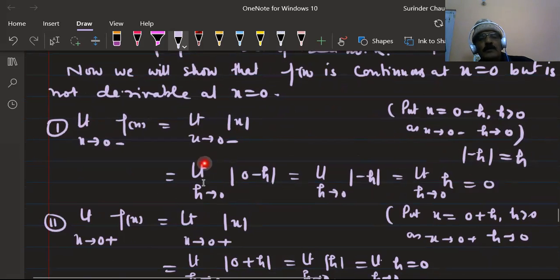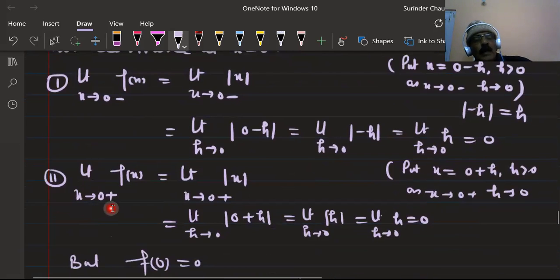So substituting, this becomes the limit as h goes to 0 of modulus of minus h. Modulus of minus h is equal to h, so the limit is 0. Similarly, the right limit as x goes to 0 from the positive side of f(x) is the limit of modulus x, and again making the substitution, it comes out to be 0. So the left limit is 0, the right limit is 0, and the value of the function at 0 is equal to 0.